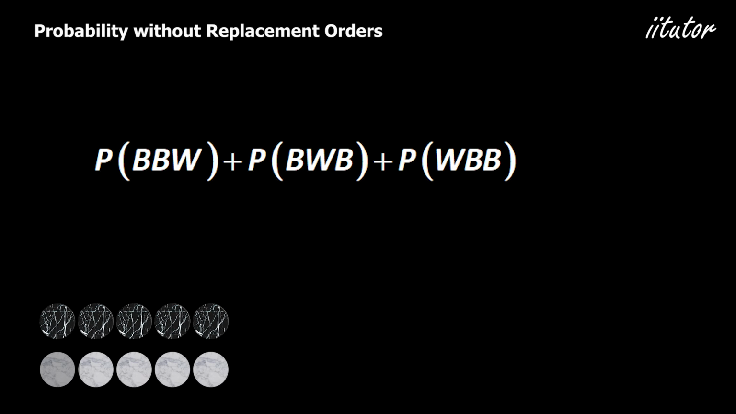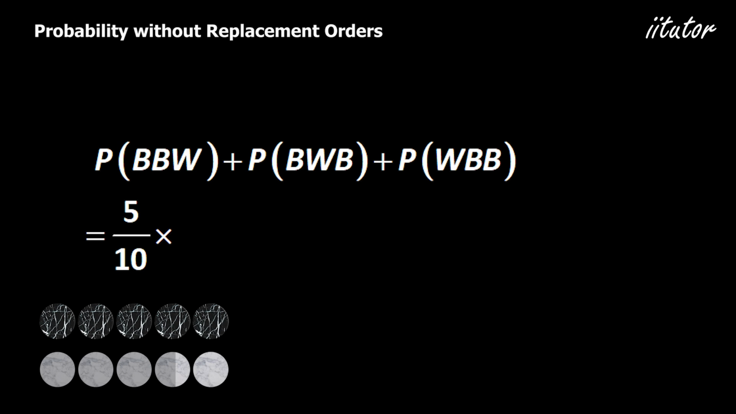All 3 cases have 2 blacks, so all 3 cases are possible, but because there is no replacement, we must consider the orders. We know that there's 10 marbles in total, so there's 5 white and 5 black. There's 5 out of 10 for black and 5 out of 10 for white. So we do the same thing.